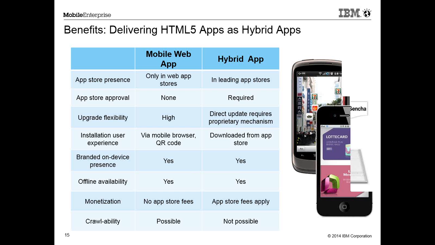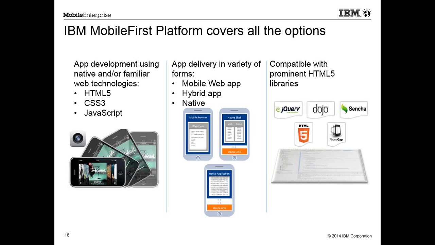So what our IBM MobileFirst platform does is it covers all the options. When you are developing applications using the IBM MobileFirst platform, you can use HTML5, CSS3, JavaScript, and then you can develop a mobile web app, or a hybrid app, or a native app. So the flexibility is with the developers, basically. And then you can use JavaScript libraries. You may want to use jQuery. You may want to use Dojo. You can integrate all these JavaScript libraries and build your business logic. And you can use HTML5 libraries and build your front end. And also you can use your native code the way you want.